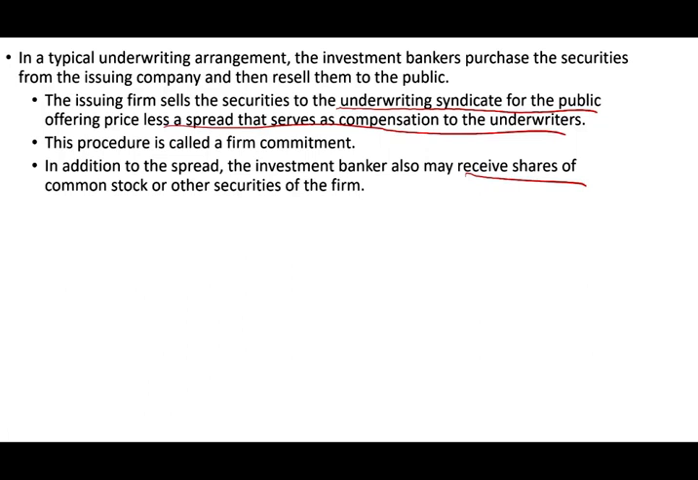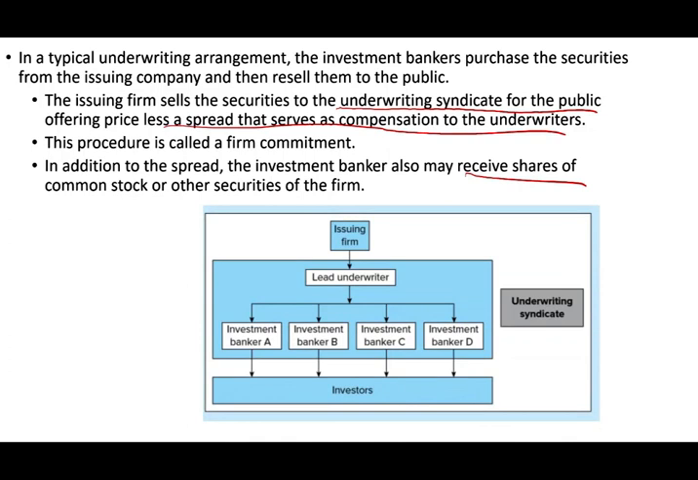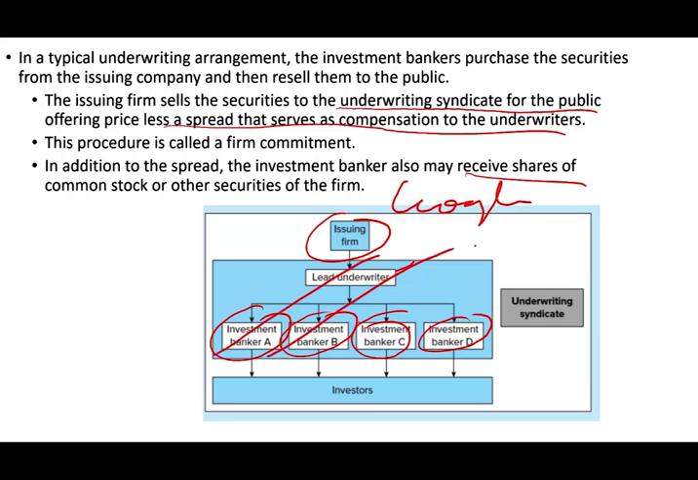Okay. So this is what the picture looks like. This is the issuing firm, Facebook. This is JP Morgan. JP Morgan can hire other investment bankers, but JP Morgan will be the lead, and they sell it to the public. In terms of Google, Google eliminated this step and went directly to the public, what's called the Dutch auction, I believe.